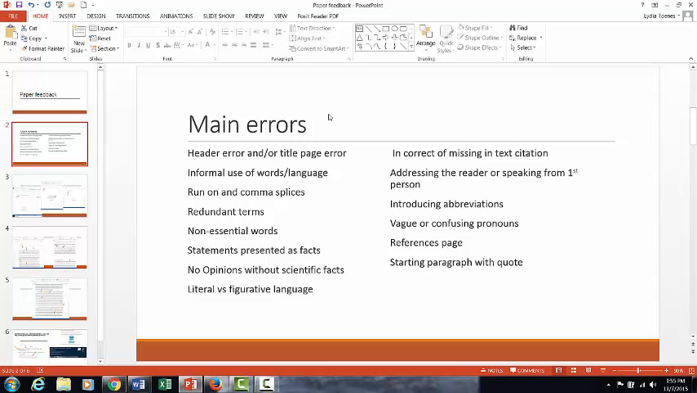When it comes to designing your references page, check out page 37 in your APA book. I think that might be it. Oh, and don't start a paragraph with a quote.